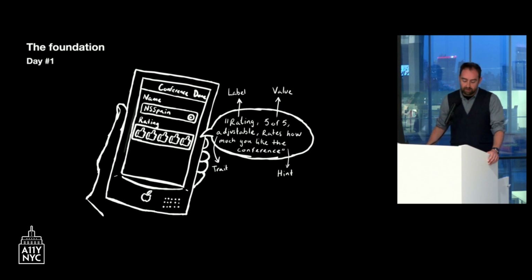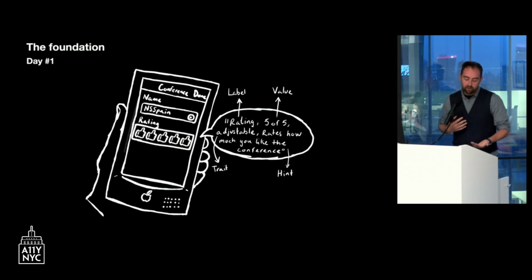Cool. So in the slide, as a joke, I used an Apple Newton instead of an iPhone, but there's an app to keep track of your favorite conferences. In this case, there's a text field, and it says In Spain, and there's a rating component that is 5 thumbs up. If we select this component with VoiceOver, it will say something like: rating 5 of 5, adjustable, rates how much you like the conference. And this is not just a single blob of text, but it's actually 4 different properties. And these 4 different properties are really important to understand how the accessibility model works in iOS.